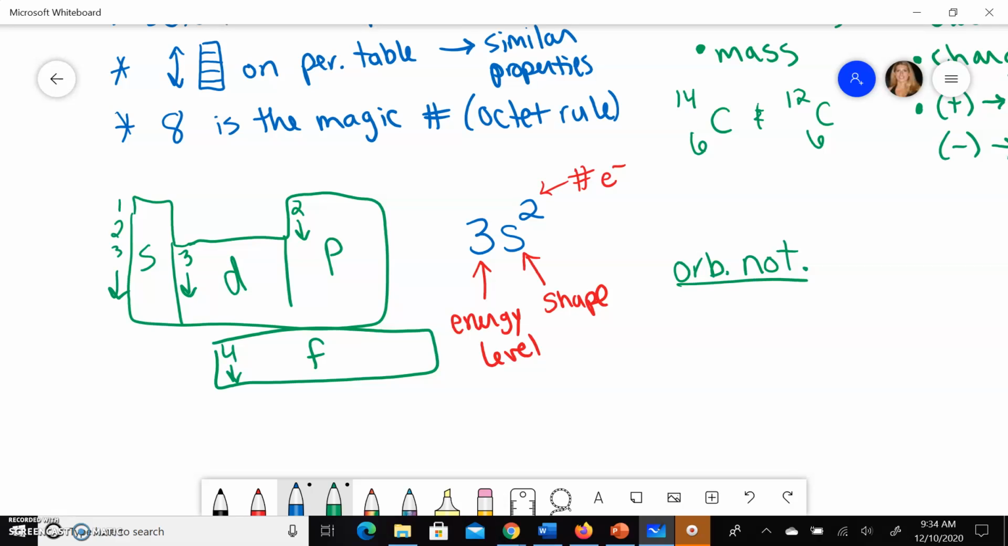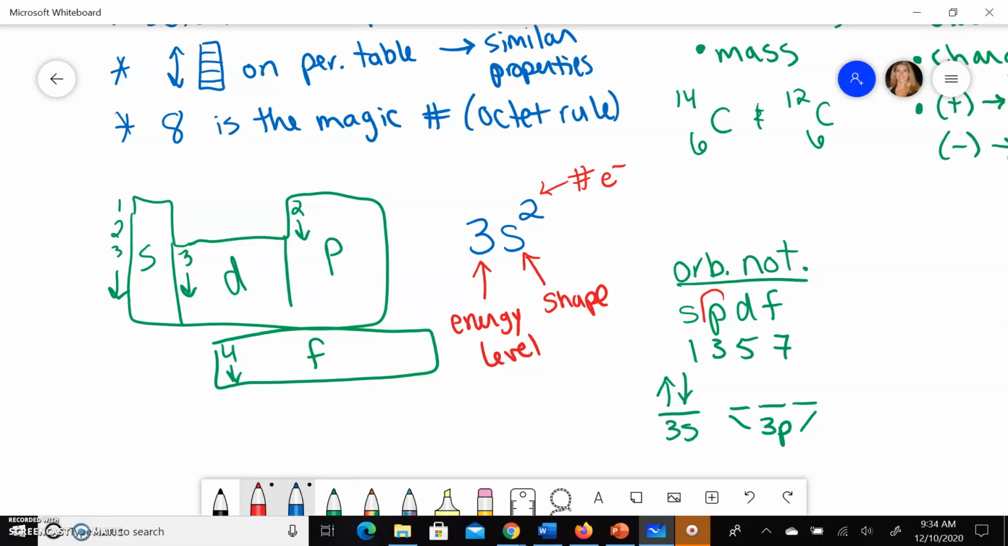When you're asked for orbital notation, if you can list out S, P, D, and F, 1, 3, 5, 7, that will help you. So if we were doing an orbital notation for something that had like 3s2, we would put 3s and then an up-down arrow. And then let's say that it had 3p4. First of all, I'm going to draw 3 lines for the p, not because it has a 3, but because of this right here, for P, you always draw 3.